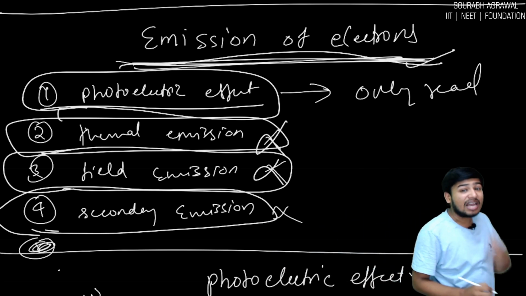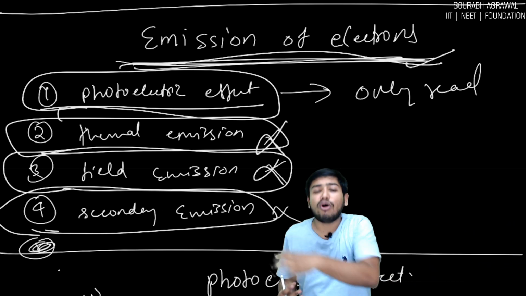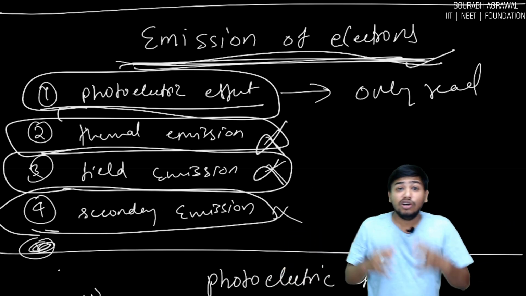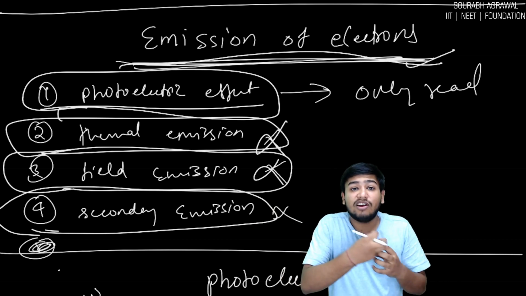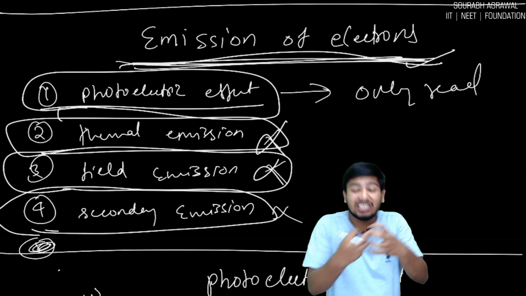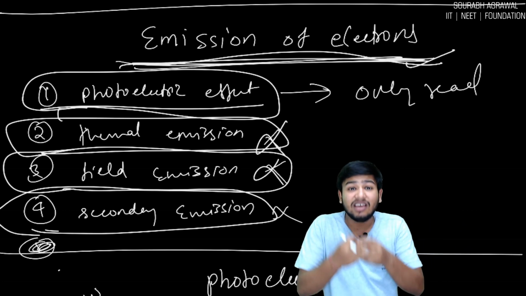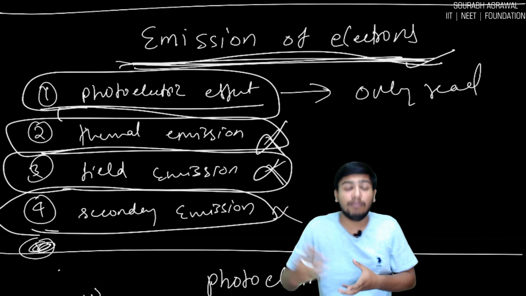The next is field emission. Field emission means we are using a very strong electric field and magnetic field. Due to this field, a force is acting on that electron. Electron is a charged particle, so whenever there is an electric field, it gets a force. Due to that force, the bond is breaking and electrons are coming out.